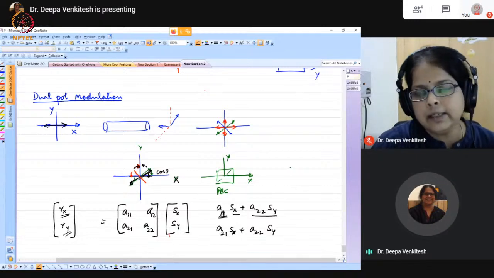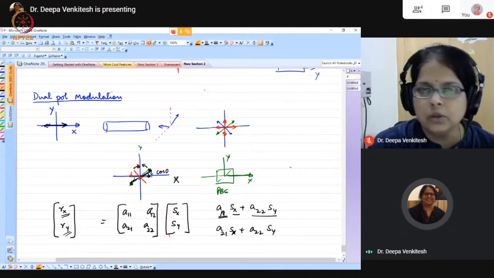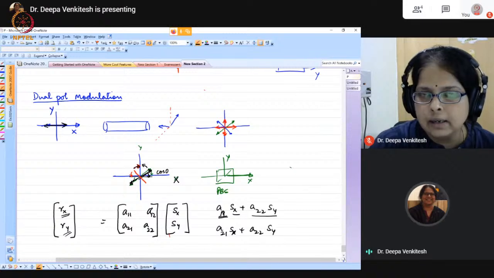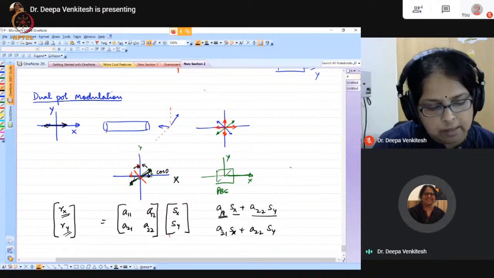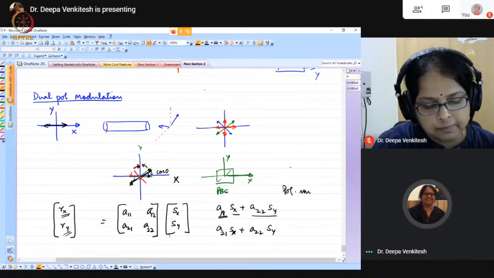Now, here you have assumed that there is no dispersion, which means there is no delay between the propagation along the x and y direction. You are just assuming polarization mixing.